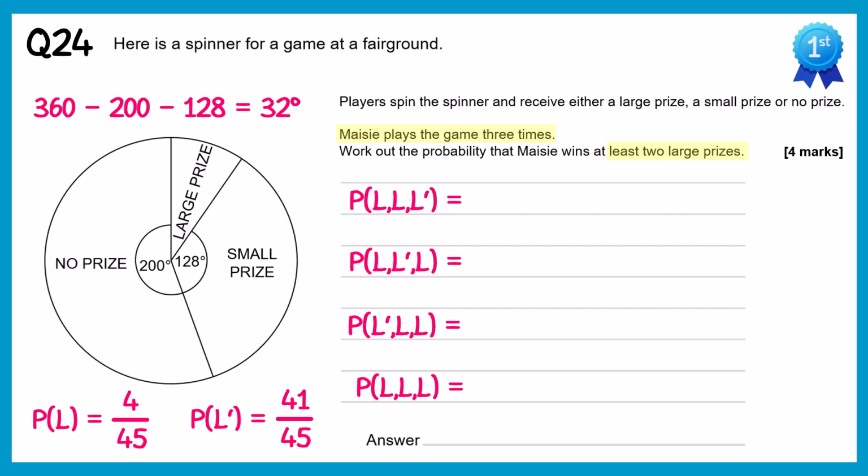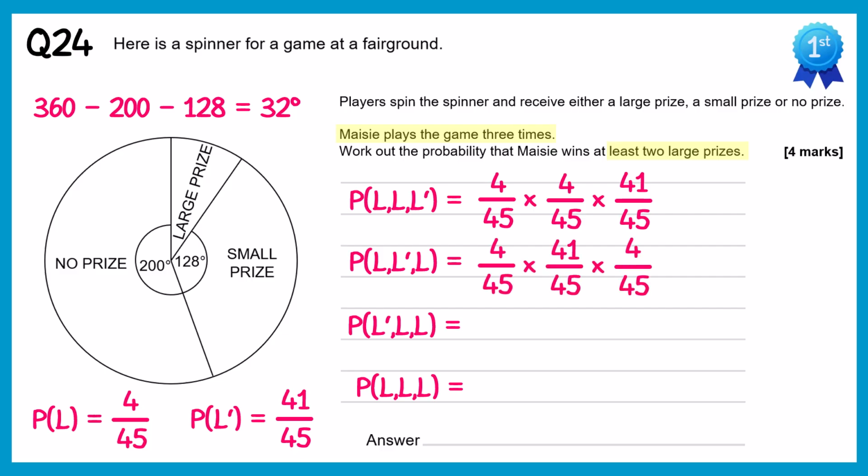Let's start with the first one, the probability of a large, then not a large prize. So large on the first go is 4 over 45, multiplied by large on the second go, also 4 over 45, multiplied by not large on the third go, 41 over 45. In the second example, we've got large, not large, large, which would be 4 over 45, 41 over 45, and 4 over 45. In the third one, it's not large, large, large, which is 41 over 45, then 4 over 45 twice. And in the final one, it's large all the time, so it's 4 over 45 times by itself and itself again.